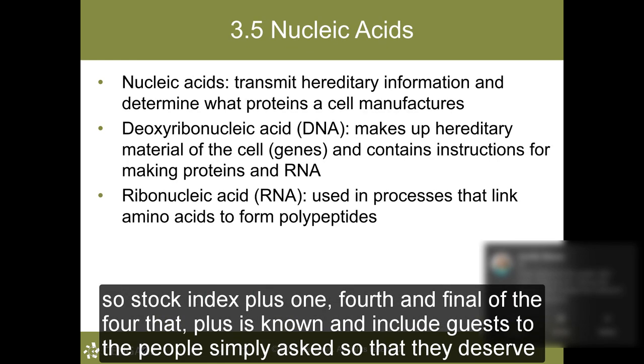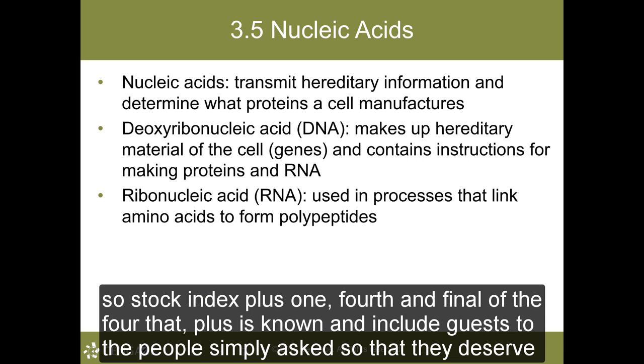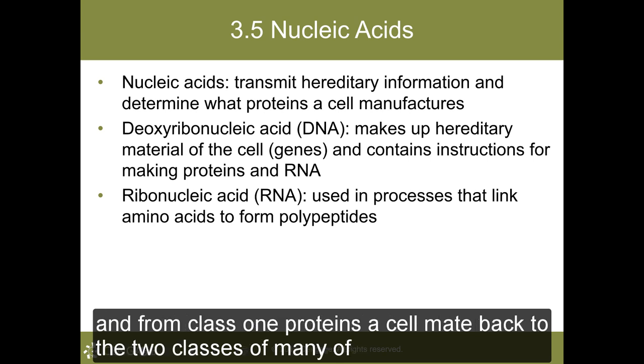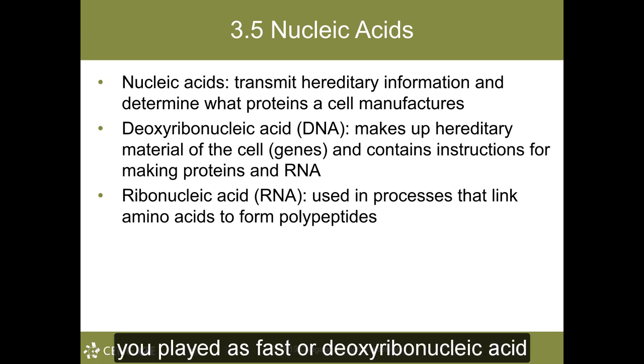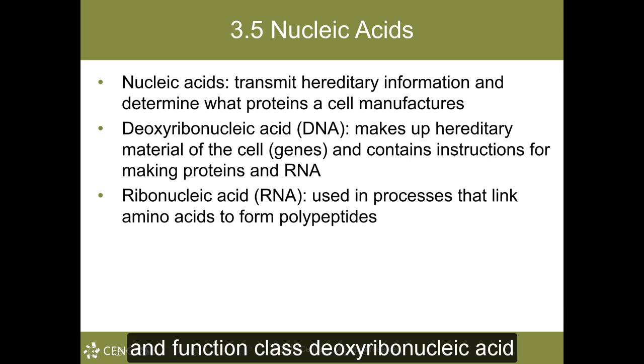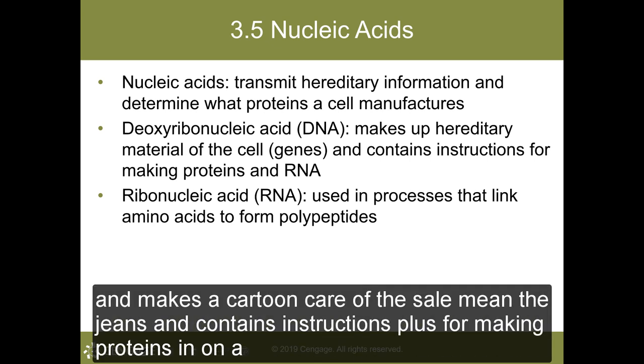So up next, class, we get on down to the fourth and final group. And our fourth and final group is known as the nucleic acids. So there are only two types of nucleic acids. To take myself back before I go too fast, nucleic acids transmit hereditary information and determine what proteins a cell manufactures. So the two classes of nucleic acids are deoxyribonucleic acid, known as DNA, and ribonucleic acid, known as RNA. In function, deoxyribonucleic acid makes up the hereditary material of the cell, meaning the genes, and contains instructions for making proteins and RNA.